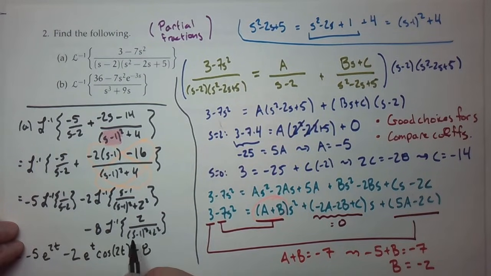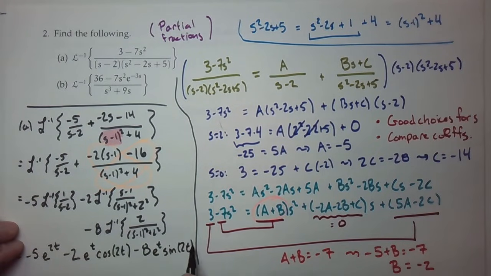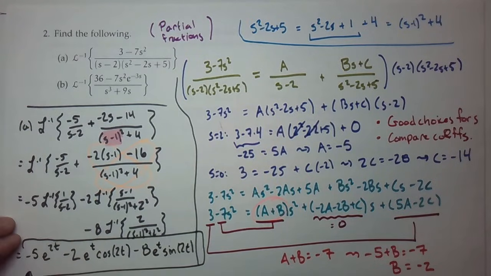Minus 8. Again, you see the S minus 1. You know there's an exponential. It's the same exponential as before. It's e to the t. After you got the exponential part, you say, now I think of it as 2 over S squared plus 2 squared. And use the formula sheet. That's sine 2t. And we found the inverse Laplace. Any questions on the process for this one? Cool. All right. Let's do part B.